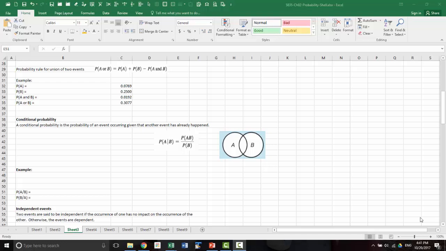The next topic is conditional probability. Conditional probability is the probability of an event given some other event has already occurred. So we know for a fact that the other event has occurred.